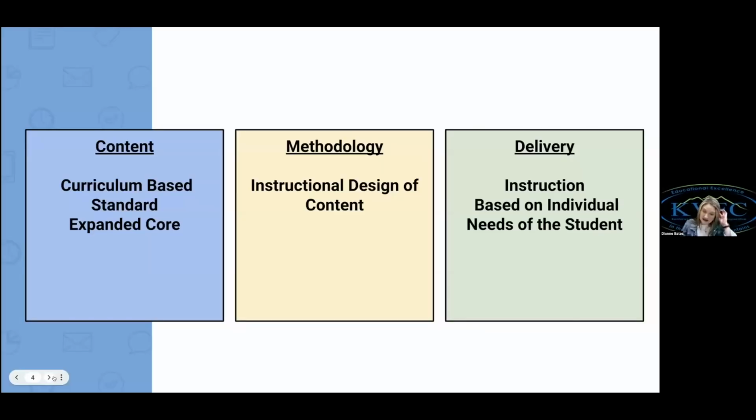So on this one, let's talk just a little bit about those three big rocks with specially designed instruction. We have content. And so we have to give students access to the content. We have to give them access to grade level standards. And then some of our students who are visually impaired or hearing impaired have the expanded core curriculum. But again, that's making sure that they have access to the curriculum and the resources and opportunities that they have.